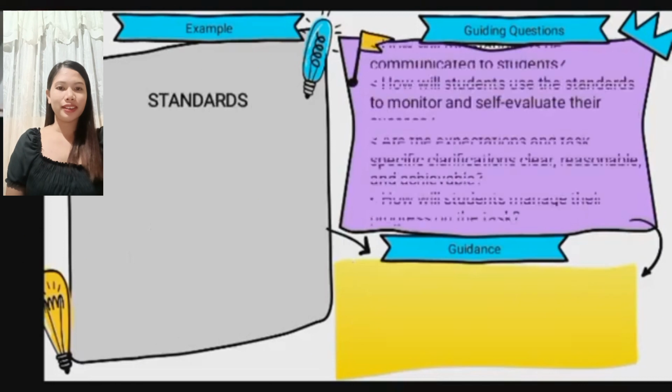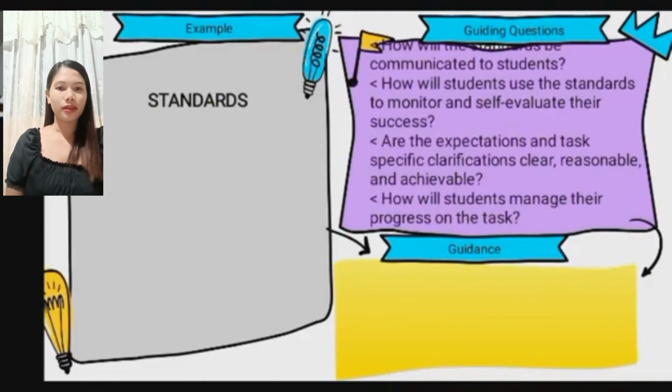So the next is standards. How will the standards be communicated to students? How will students use the standards to monitor and self-evaluate their success? Are the expectations and task-specific clarifications clear, reasonable, and achievable? How will students manage their progress on the task?